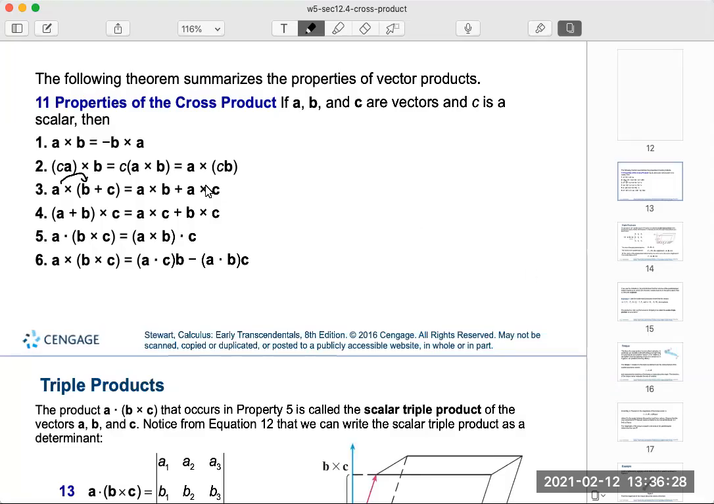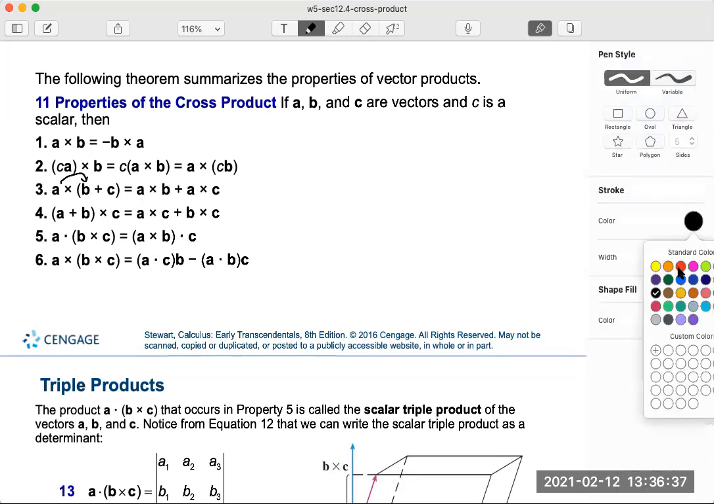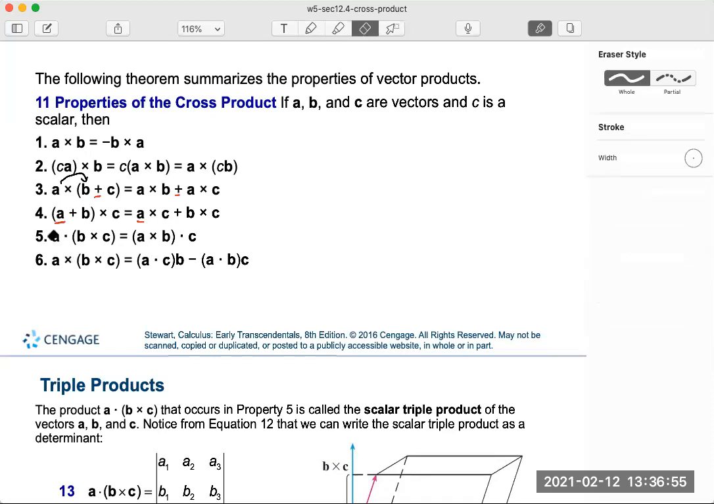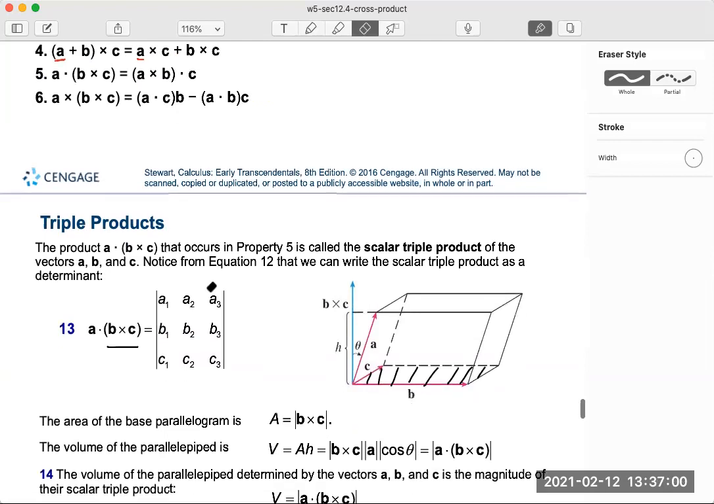And the distribution rule for addition and subtraction is still applied here. Okay. It's also true if this is a negative sign. Or A plus B then cross C, the order will remain A cross C and B cross C here. And the fifth formula here, we call it triple product.